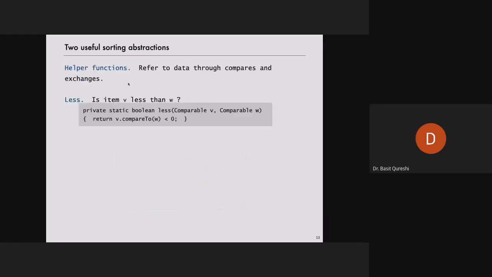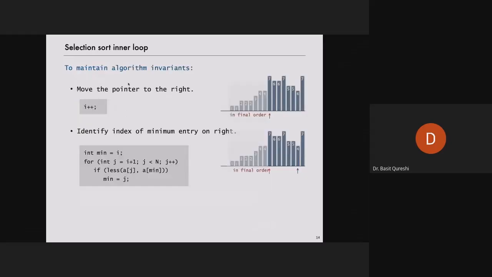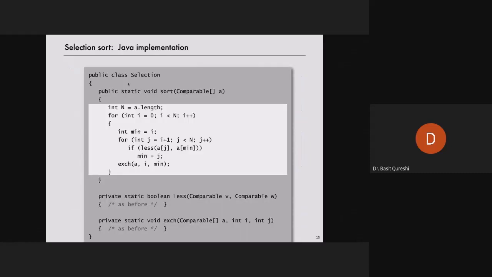I already explained all of this. So here's the code. According to the code given in the book, it's defining the less method, which simply compares two values. We already talked about this before. And then there's the exchange method, which is swapping. Again, we already talked about this. Let's have a look at the entire code. This is the code for selection sort.